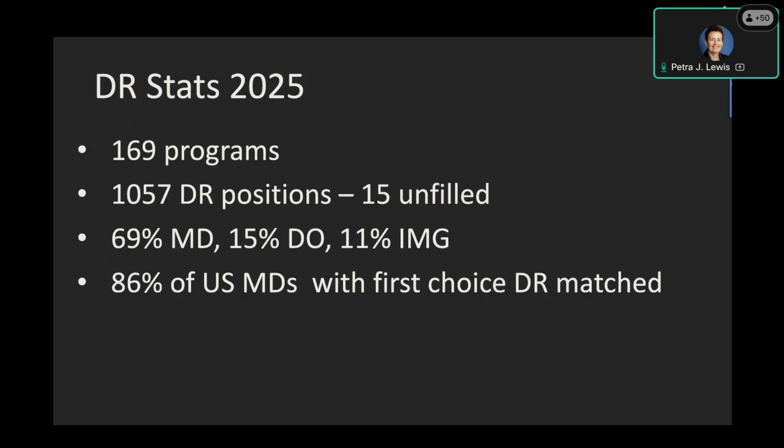Obviously, this includes a lot of different programs. The DR stats in 2025: there were 169 programs that offered 1,057 positions. And by the end, 15 were unfilled, which was kind of surprising to us because the last few years it's been 0 or 1. What they filled with are 69% MDs, 15% DOs, and 11% international medical graduates. That last group includes both the US international medical schools and the non-US. I kind of put them together.